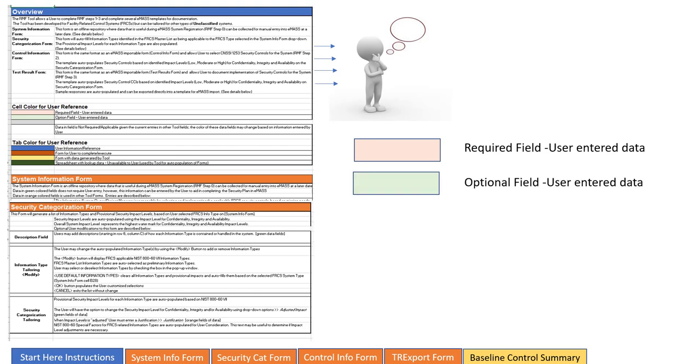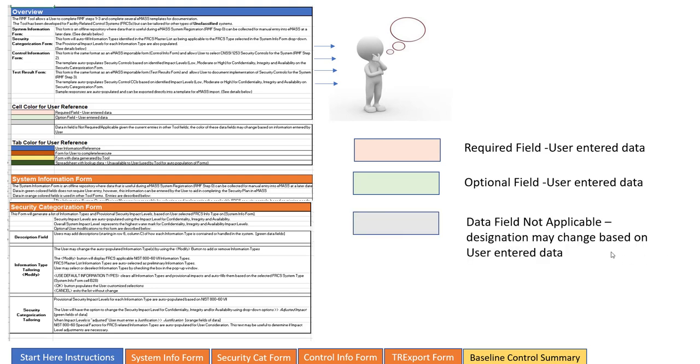Green cells are fields that are optional data entry by the user. These fields aid in the documentation of the RMF process, but do not necessarily require input. Gray cells are data fields that are not applicable given the current entries in the RSAT fields. However, the color of these data fields may change to orange or required based on the information that is entered by the user.